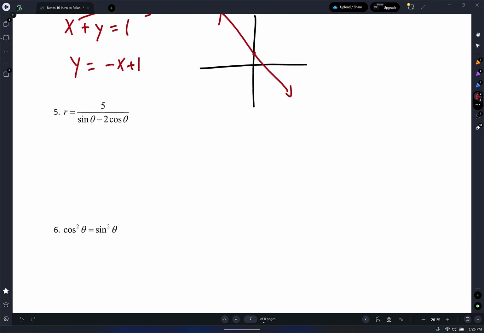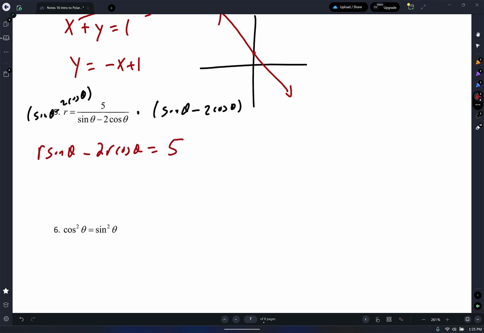What I'm going to do, you see a sine and cosine, so you want to go ahead and multiply by sine theta minus 2 cosine theta. Whatever you do to one side, do to the other. Sine theta minus 2 cosine theta. And then I'm going to distribute. So here's what you're going to have. You're going to have r sine theta minus 2r cosine theta equals 5.